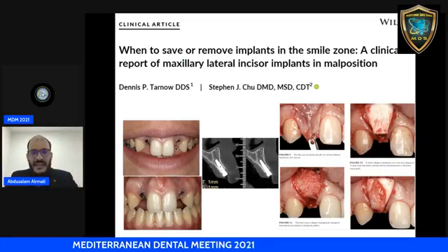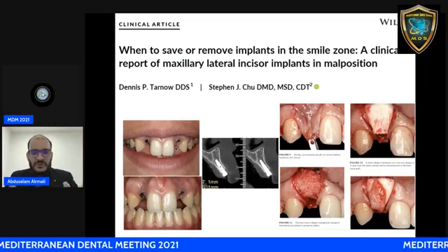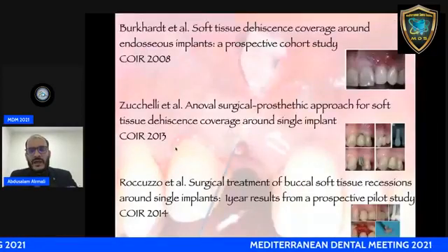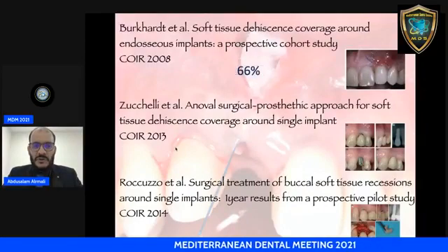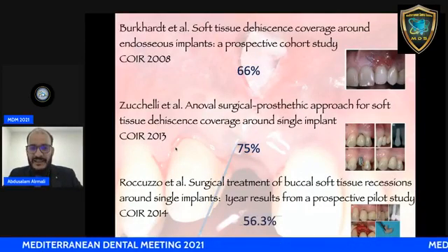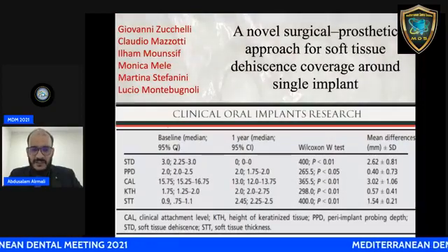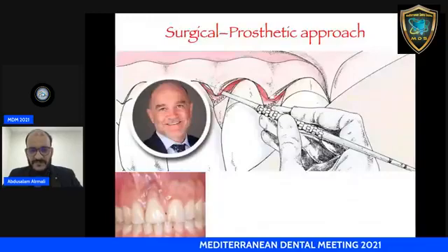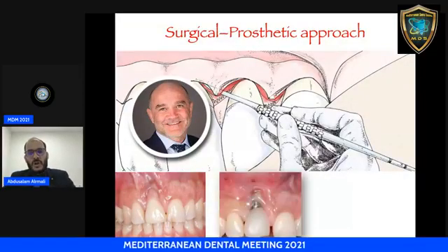I don't use any type of bone graft to treat such complication. So my protocol, I follow a Zucchelli protocol, that novel surgical prosthetic approach of removing the crown. This is the study by Zucchelli, a novel surgical technique. You have to go somewhat fast. This is the surgical protocol of Zucchelli.